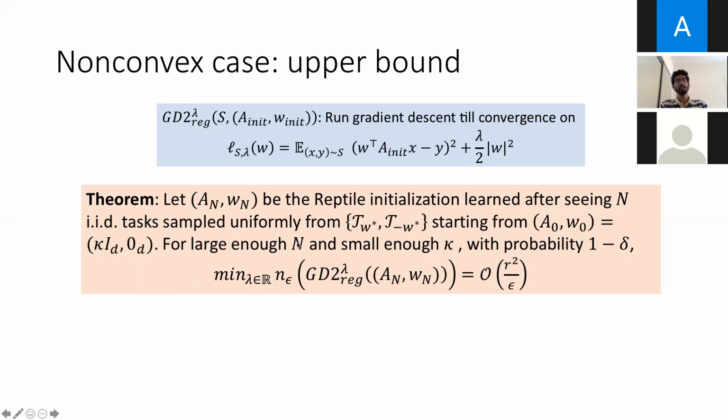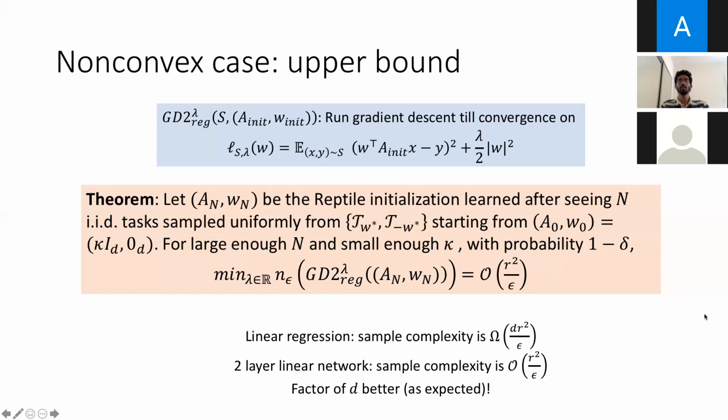For small enough kappa and for large enough n, you can show that the sample complexity for a new task using this algorithm is just r squared over epsilon, for an appropriate choice of the regularizer parameter. And again, contrasting it with linear regression, where the lower bound was d r squared over epsilon, it's a factor of d better, as expected.